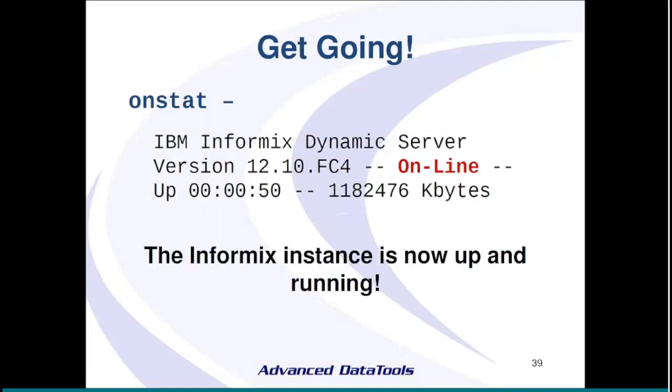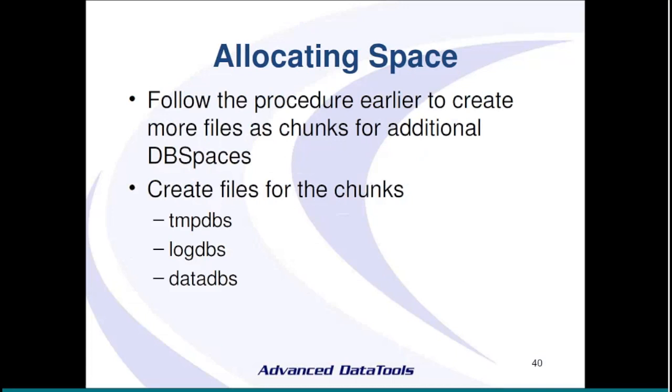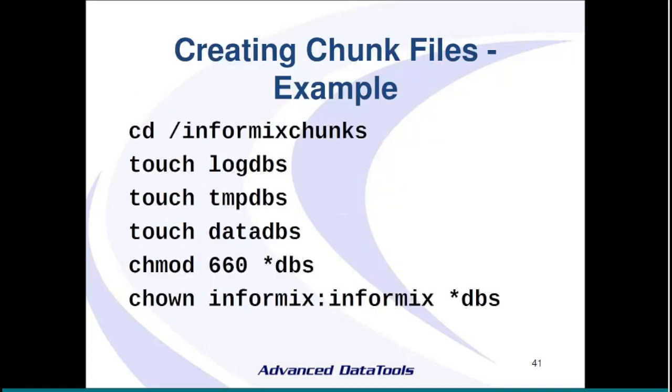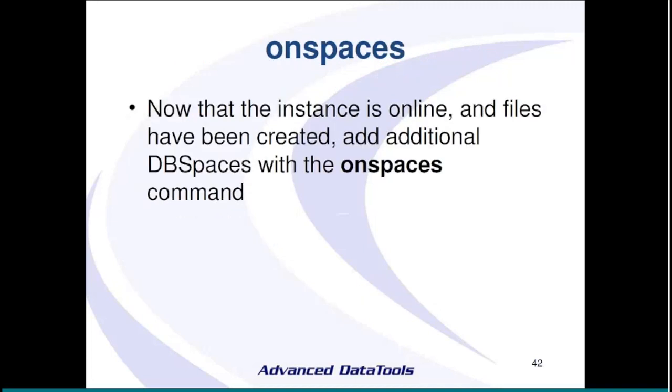The next thing we're going to do is create some chunks to actually have space to create something. So the first thing we're going to do is create files for our new chunks. We're calling them temp.dbs, log.dbs, and data.dbs. The temp.dbs will be for our temp space, log.dbs will be for extra logical logs, and the data.dbs will be for our actual data. So just like with the root DB space, go into the informix chunks, we touch the files, chmod 660 those files, and make sure they're owned by informix. And then we use the onspaces command. This will actually let us set up the DB spaces against those files.